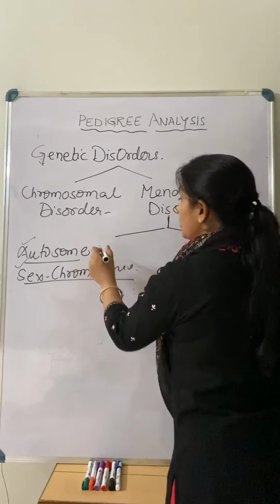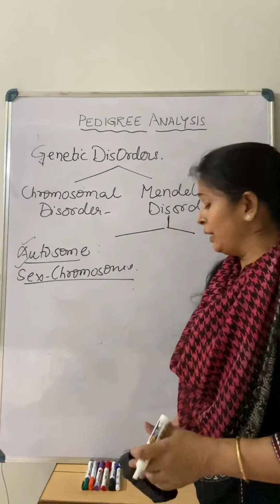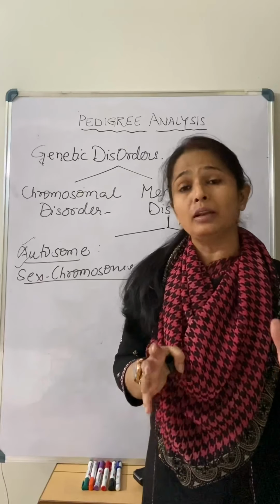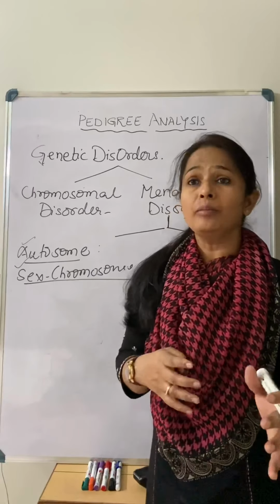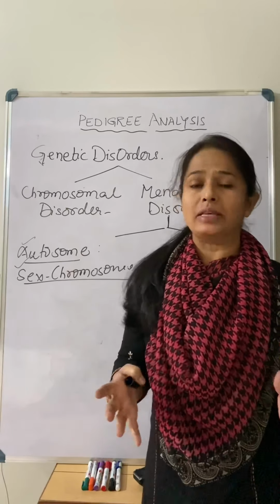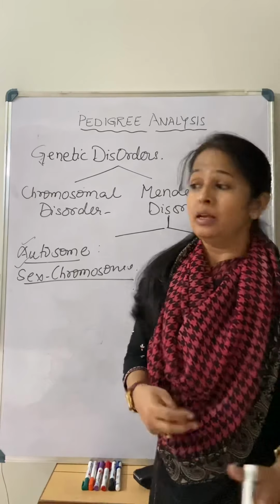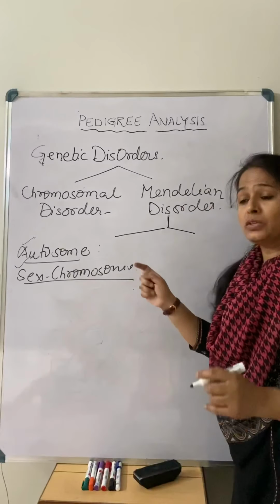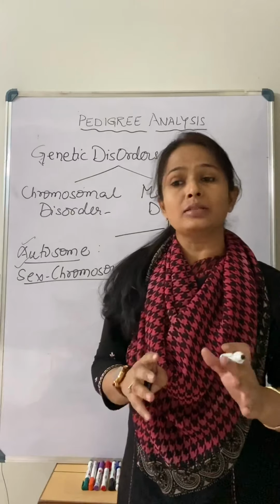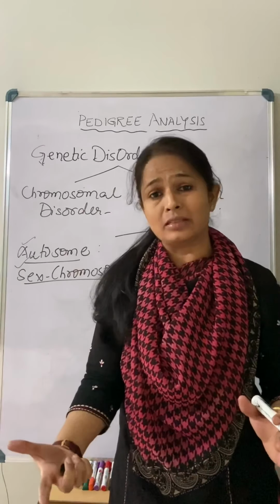Now again, autosomal: if we talk about any disorder or any gene, you know genes are present in pairs, and for any character or trait there is a contrasting trait, right? And you know from the Mendelian law of dominance that one is dominant and the second one is recessive, right?